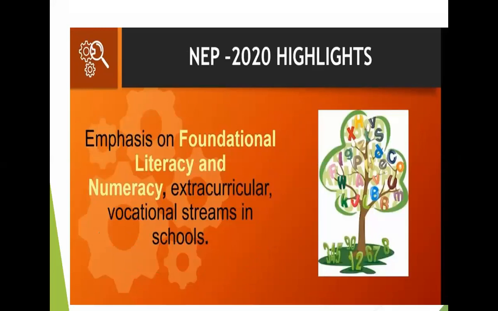Emphasis on fundamental literacy and numeracy, extracurricular and vocational stream in school. So, besides literacy and numeracy skills, extracurricular activities, experiential learning and vocational stream will be the focus. Now, during the online classes, we have also seen a boom in online learning. So, a student should be an expert in coding, and it is proposed from class 6 onward.